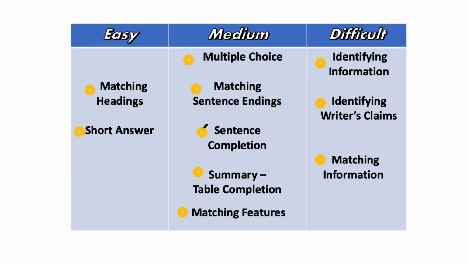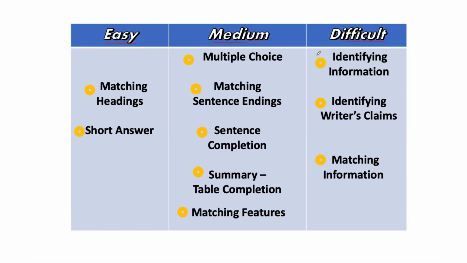Okay, now I don't want you to get nervous and I don't want you to develop any sort of bias against certain question types, but we've separated them into levels of difficulty. So we have easy, medium, and difficult. This is just based on data and student feedback, but normally the matching headings questions and the short answer questions tend to be easiest for students because these questions require the least amount of reading. So students are able to scan quickly, find their answers, and then move on.